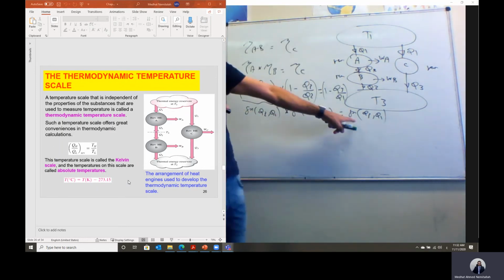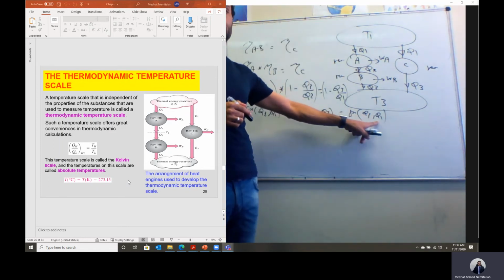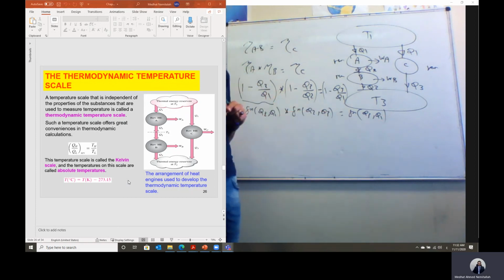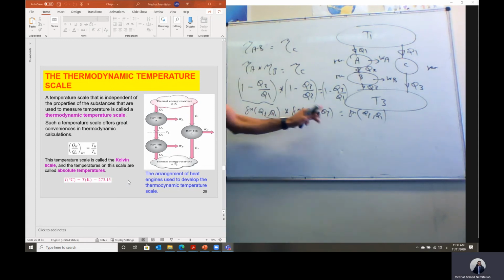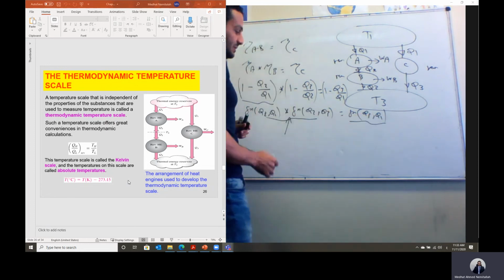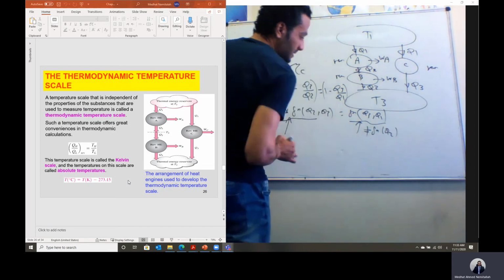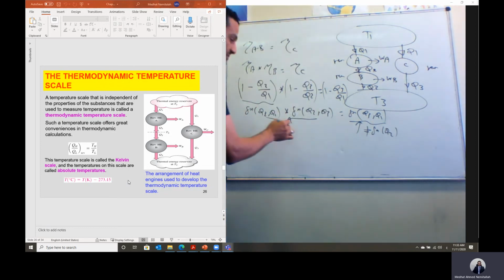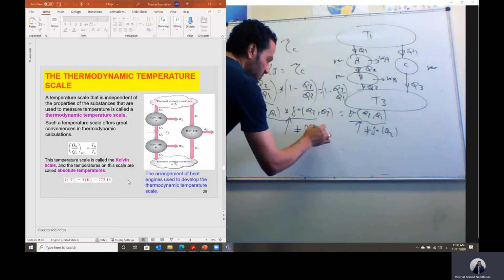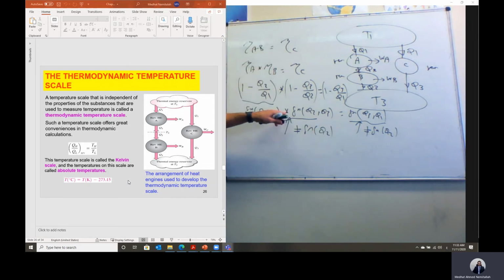Look at the right hand side term: it is independent of Q2. We only have Q1 and Q3. This is mathematically equal to two other functions, both of which are functions of Q2 and Q1 and Q3. So since the right hand side term is not a function of Q2, the left hand side should not be a function of Q2 either. That term should also be independent of Q2.